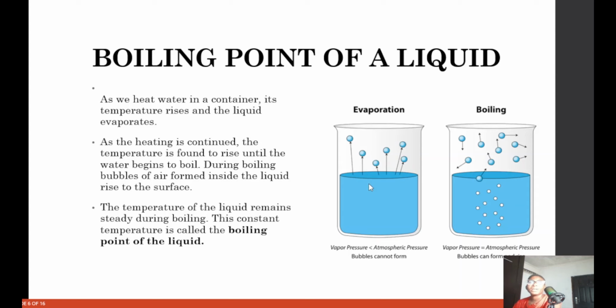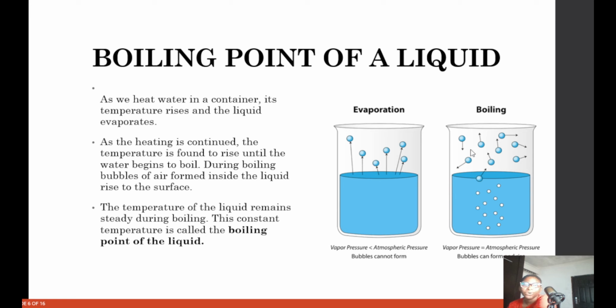So then we're going to boiling point. Boiling point of a liquid. As we heat water in a container, its temperature rises and the liquid evaporates. As the heating is continued, the temperature is found to rise until the water begins to boil. During boiling, bubbles of air form inside the liquid and rise to the surface.